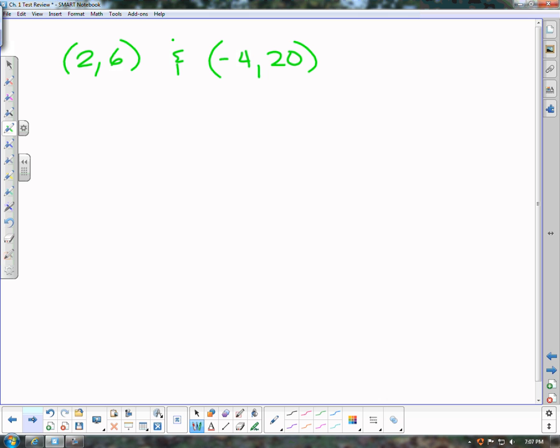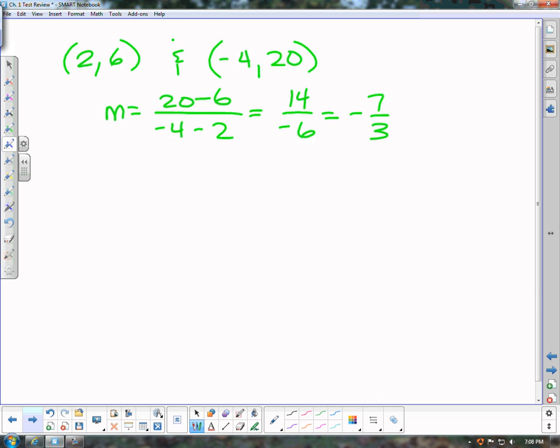Here we're going to try to find the line that goes through these two coordinates. So first we would want to find the slope, which is 20 minus 6 over negative 4 minus 2. And so you would get 14 over negative 6, which simplifies to negative 7/3. Then, finding the y-intercept, you can choose either one of the 2 points. So 6 equals negative 7/3 times 2 plus b.